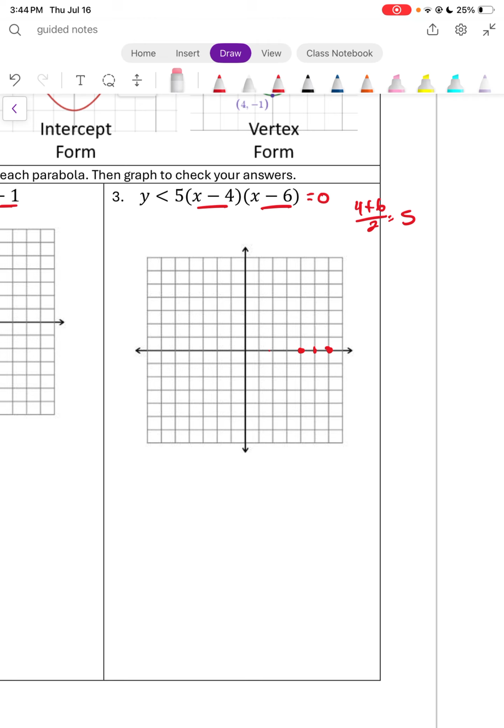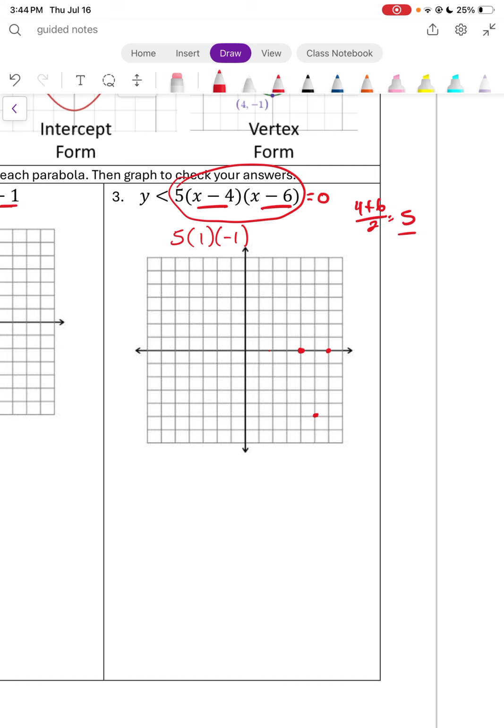So once we figure out where that vertex is going to be located, we're going to plug that value into this whole thing, and we're going to get our vertex. So plugging in 5 gives us 5 times 1 times -1, which is -5. So 5, -5 is going to be your vertex.